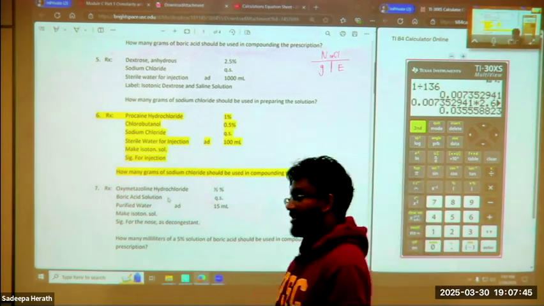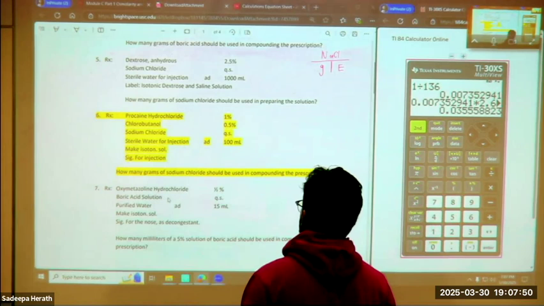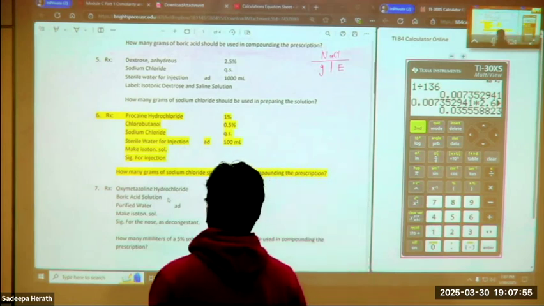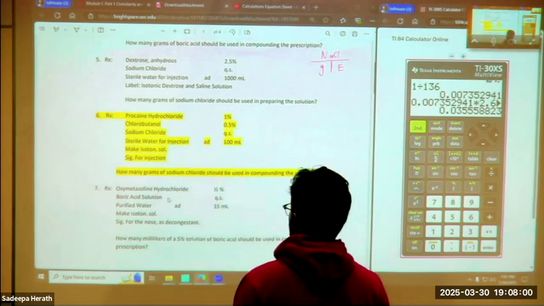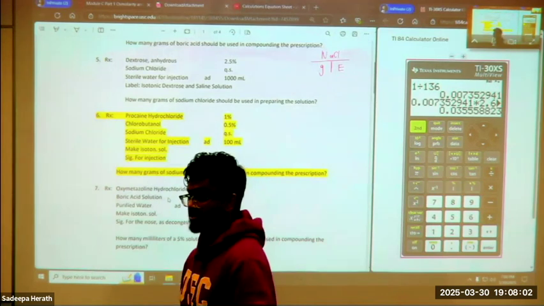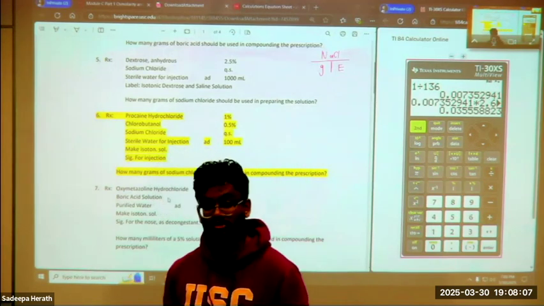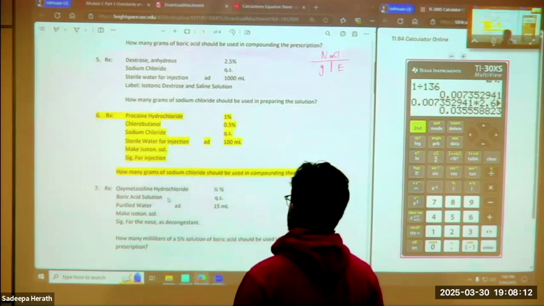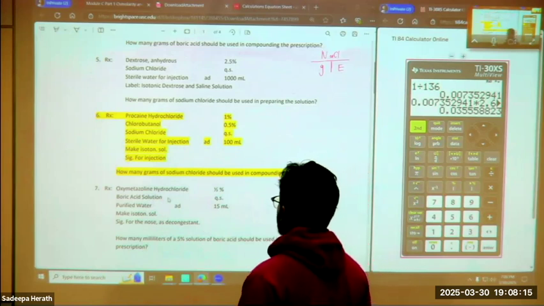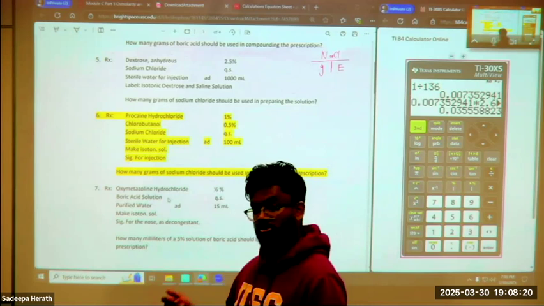Okay, so number 5 is an Rx prescription, and it consists of anhydrous dextrose at 2.5% of the total solution. So we need to find out how many grams that is. There's a certain amount of sodium chloride that needs to be added to make the solution isotonic. We need to find out how much sodium chloride that is. Just based off the QS, we need to know that. QS is quantity sufficient. And then sterile water for injection is also added as directed, AD, for a total solution of 1,000 ml.